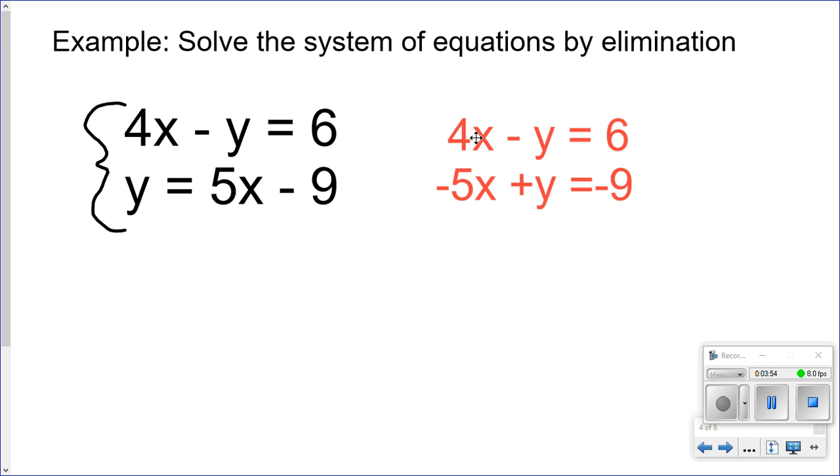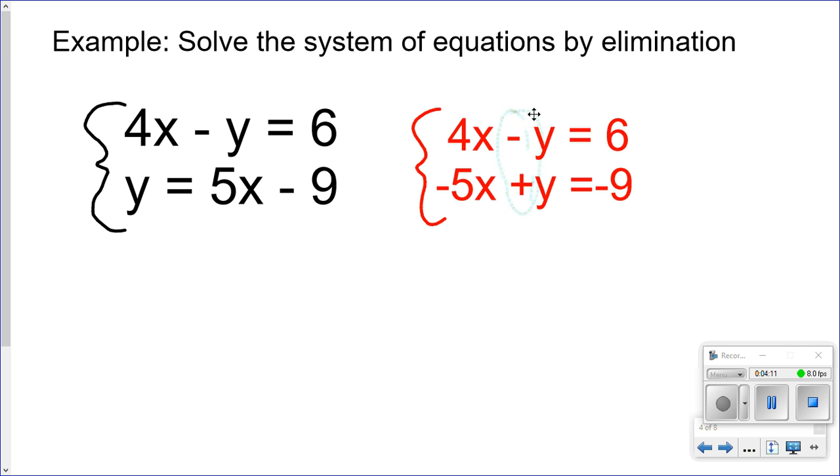So now I have 4x minus y equals 6 on the top. Didn't change anything there. But on the bottom, I have negative 5x plus y equals negative 9. Okay? So this is my system. It's still the same system. All I do is manipulate it.